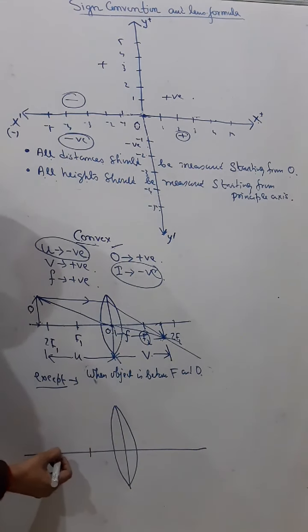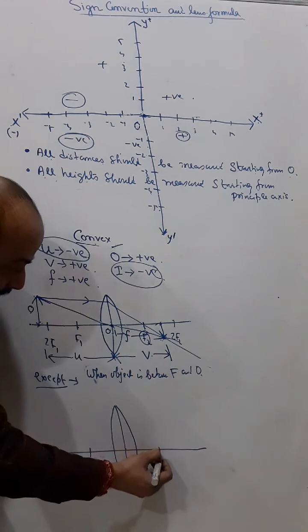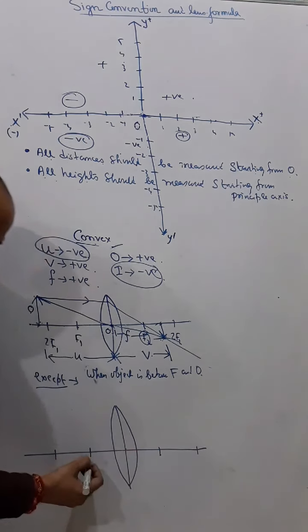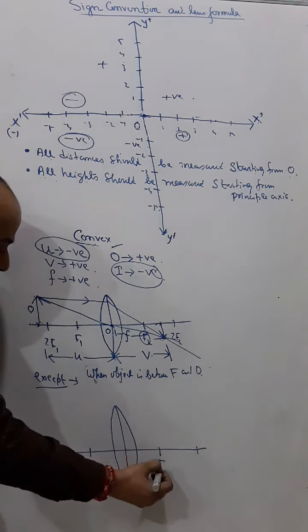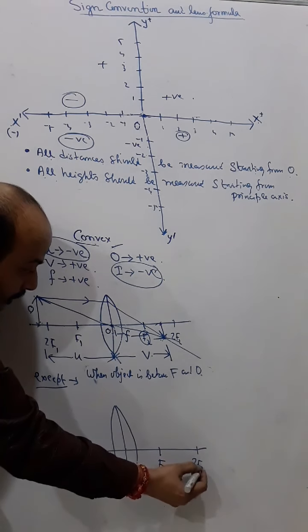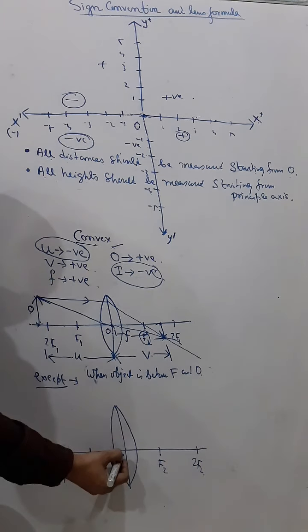Say this is F1, this is 2F1, F2 and 2F2. Okay, so F1, 2F1, F2 and 2F2. Okay, and this is the optical center.